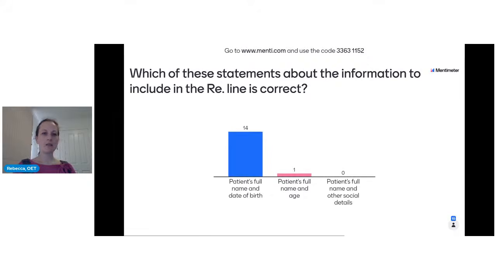All right. Most of you were saying the first option, and that was the correct option to choose. So well done if you chose that as the correct answer option.